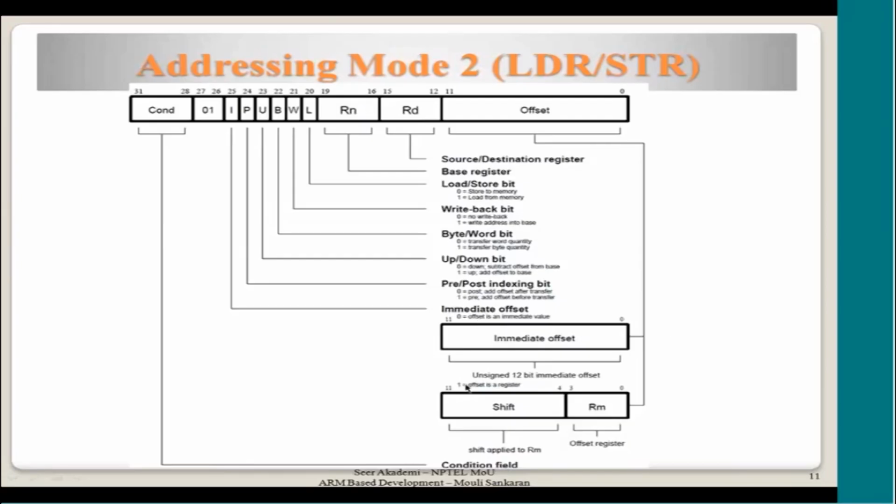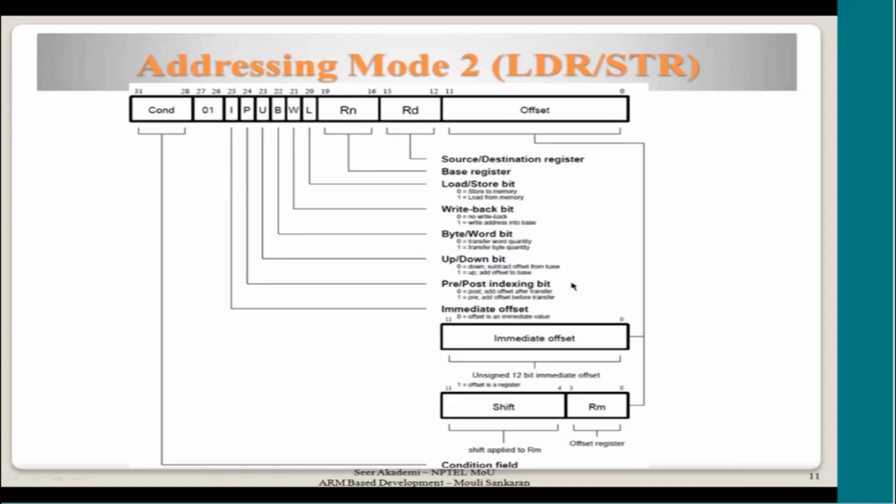If it is 1, how to interpret it. This also we addressed. So immediate offset means it's a 12-bit value which I told you, and earlier shift operation means a 5-bit value which can be here along with the RS value. Okay, that we have already talked about.